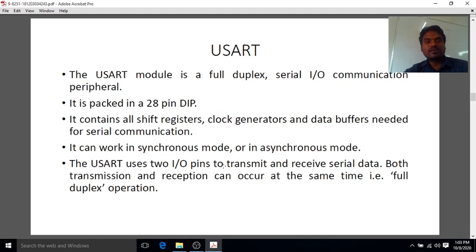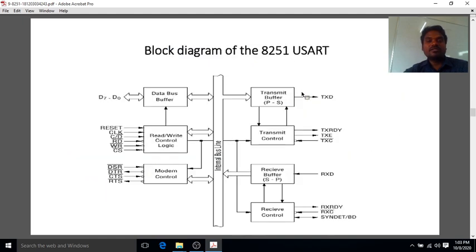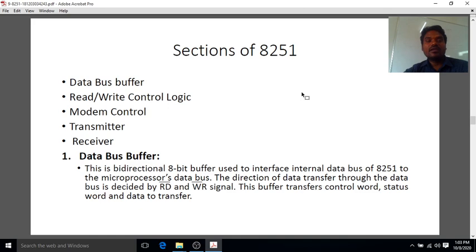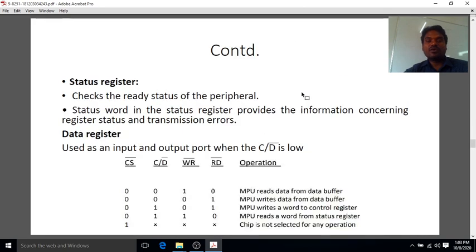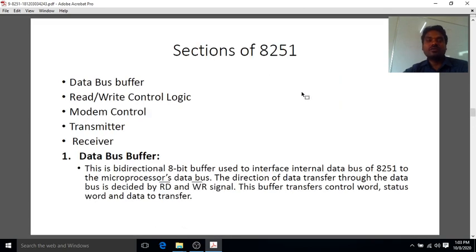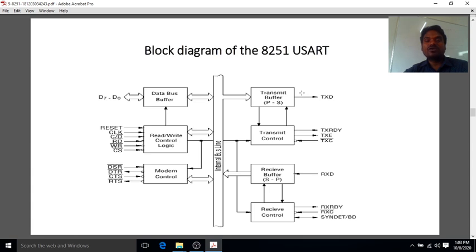And in tomorrow's class I am going to start the USRT with the pin diagrams and the block diagram and the selection of pins, and I am going to explain all these things. And in tomorrow's class we are going to complete this USRT successfully, so this USRT is very, very important, students.